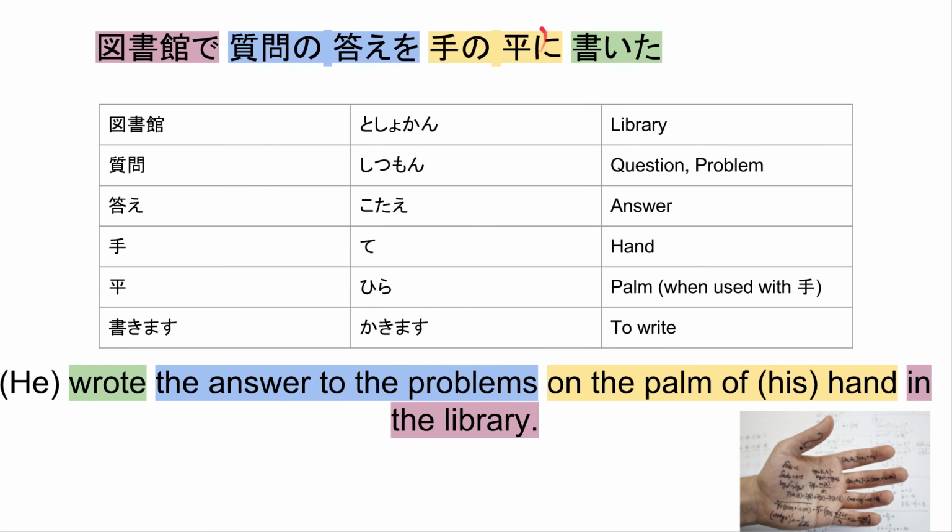Sorry, there should be an underline for the ni here. On the palms of his hand. Ni on the palms of his hand. Te no hira. Palm of hand. Palm of hand. In the library. Toshokan de. In the library.